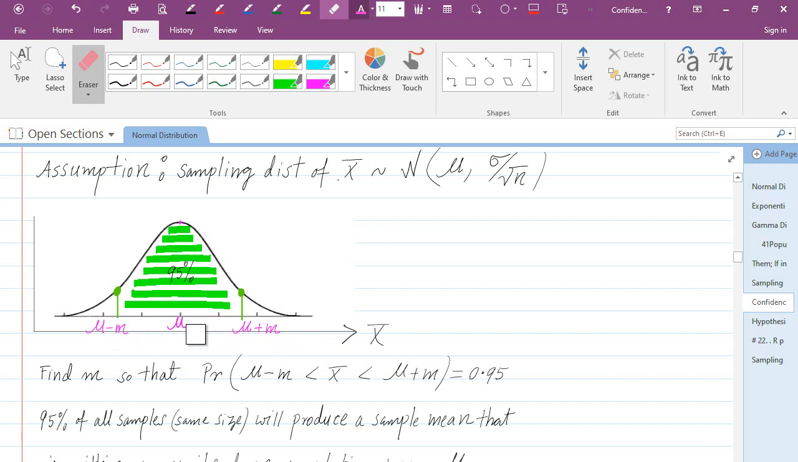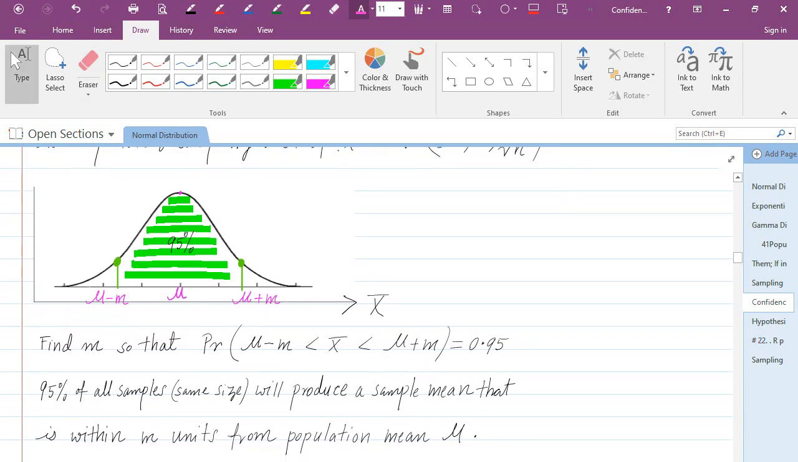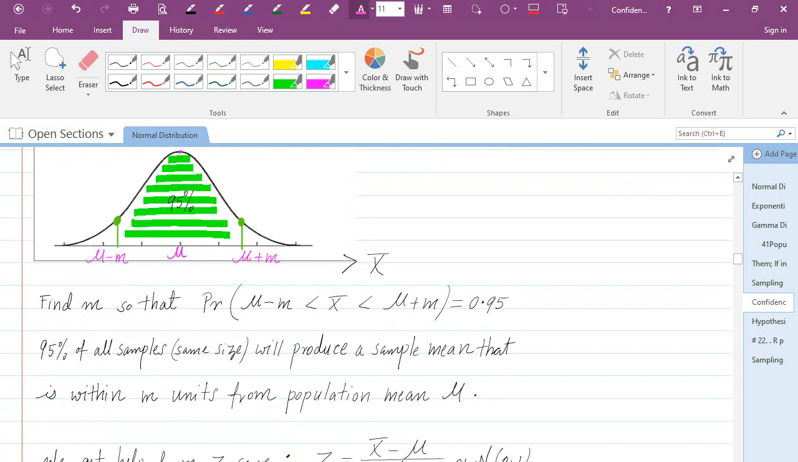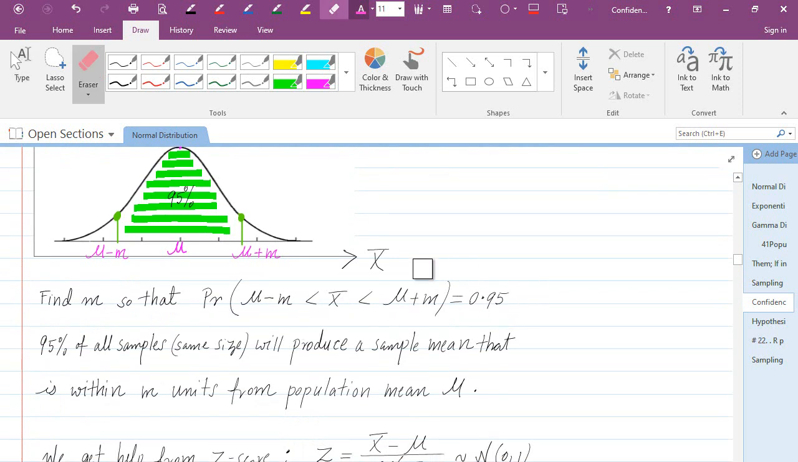Now we want to find a number m, small m, such that the probability that x bar is between mu minus m and mu plus m is 95%. So this is the probability that x bar is m units from the mean mu. And so we want to find m so that the probability that x bar is m units from the mean mu is 95%.